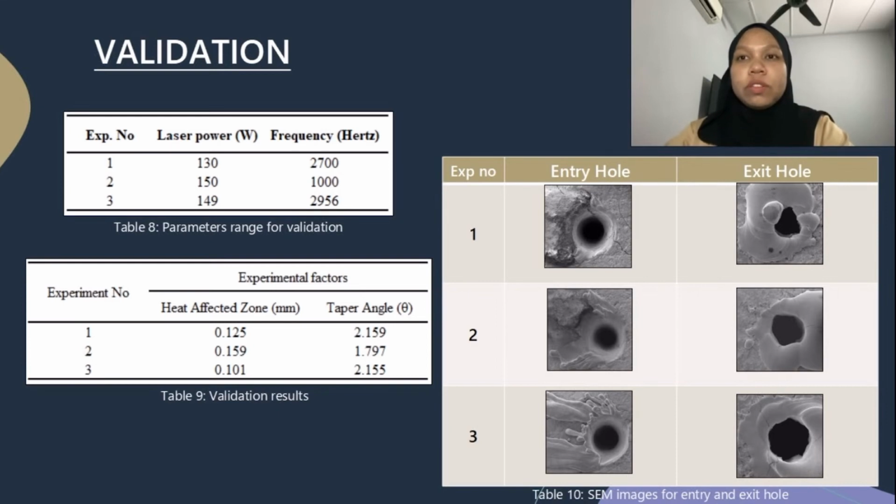Table 8 shows the range of parameters that have been taken from ANOVA analysis to run the validation test, and we can see the result for the validation in table 9. Table 10 shows the SEM image for entry and exit hole for each experiment.